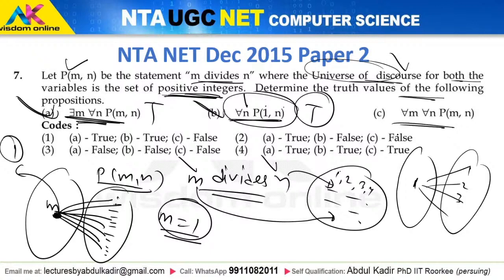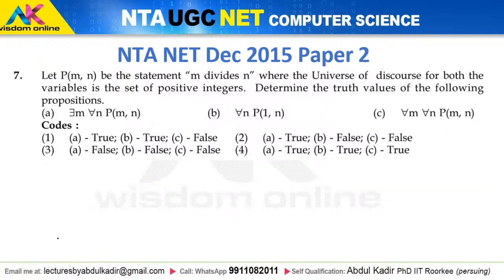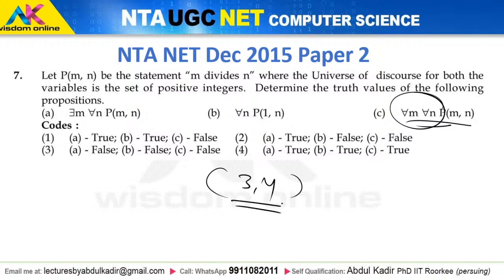Let's see what this is. For all m, for all n, P(m,n). So this is not correct. Option C is not correct, because here it is saying that for every pair, whatever pair you take, m divides n. But this is not true. If you remember, when we were discussing nested quantifiers, I told you what is the meaning of for all m, for all n.